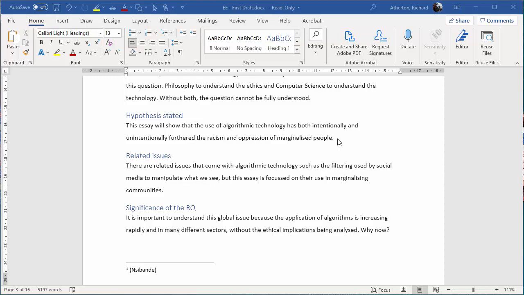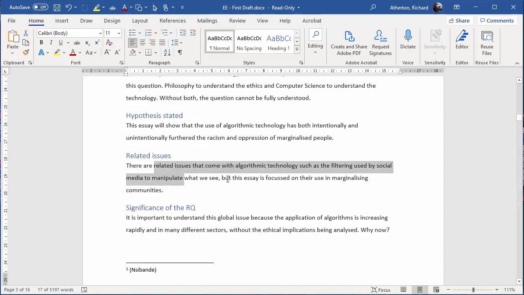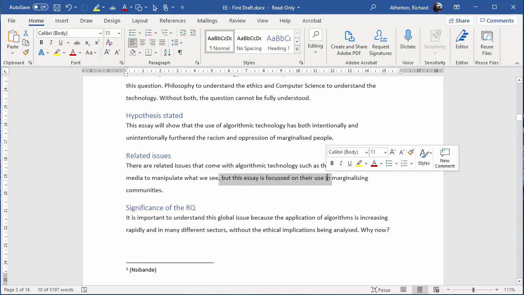Related issues. There are other things going on with algorithmic technology. For example, every time you use Facebook or Instagram, it is profiling you and trying to put things that you will like there. Now, that is a very interesting thing, but it's not the focus of this essay. So this section, maybe 3 or 4 lines, is here to tell the examiner this essay is focused on one thing only. But it's saying, I'm aware of other stuff, but I'm not going to dirty this essay with them.